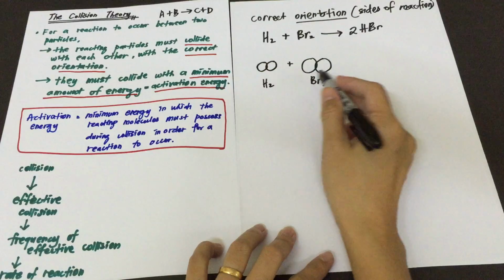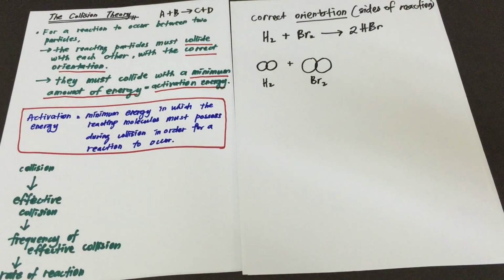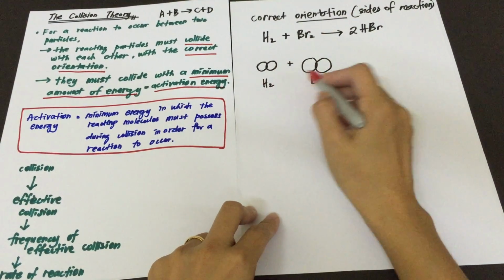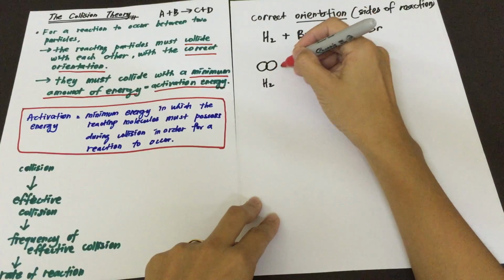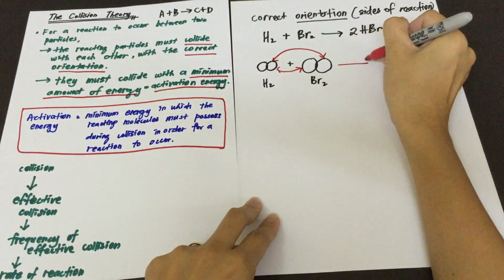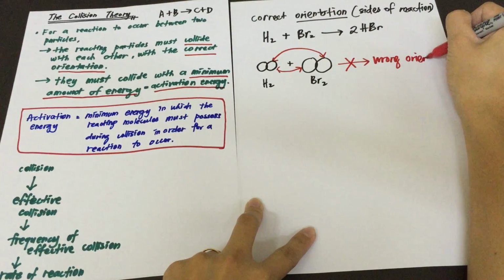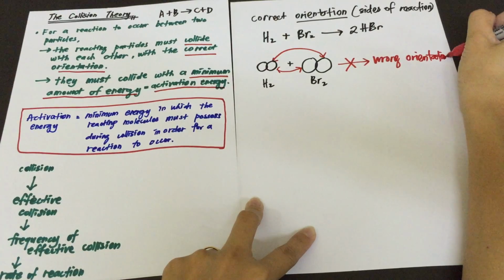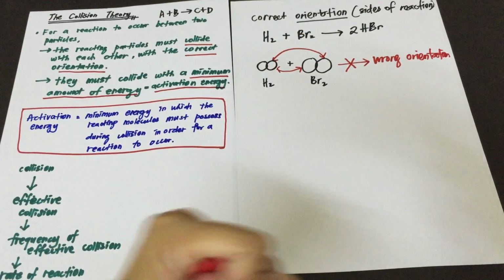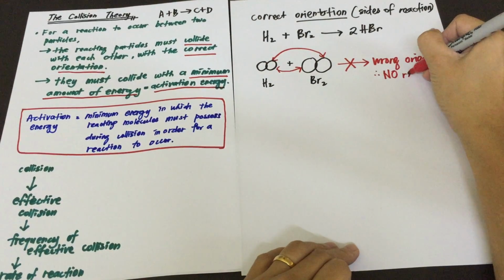So when they collide with each other, how do we justify whether it is a correct orientation or a wrong orientation? Let's say the hydrogen molecule and the bromine molecule collide this way or this way, then this will be the wrong orientation. If it is a wrong orientation, that means the sides during collision are wrong, and hence no reaction will happen.